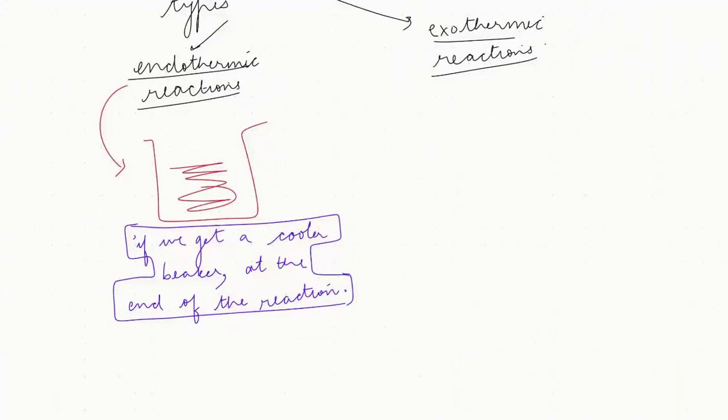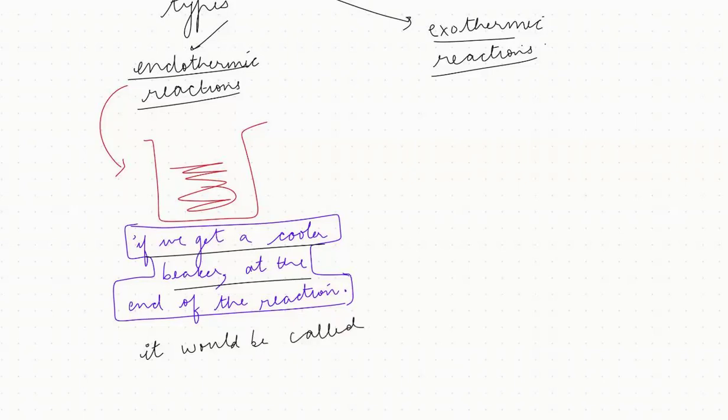If we get a cold beaker at the end of the reaction, it would be called an endothermic reaction. So basically, this is the indication. Sometimes the question says that we do not know whether the reaction is endo or exo. I would simply say that you carry out the reaction and just touch the boundary of the beaker. It would be called endothermic.